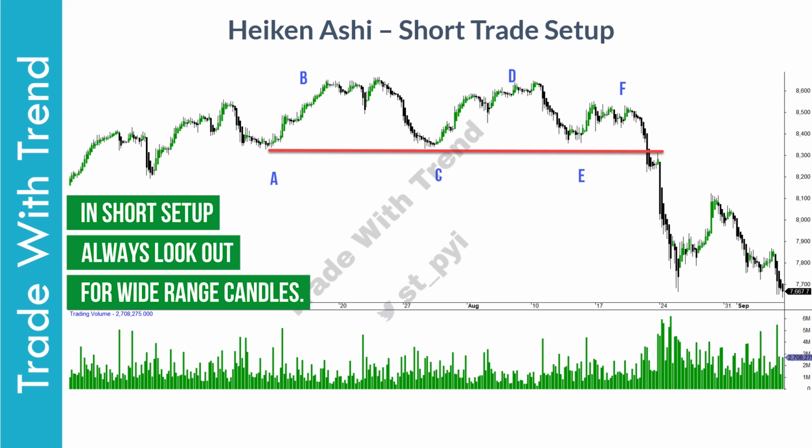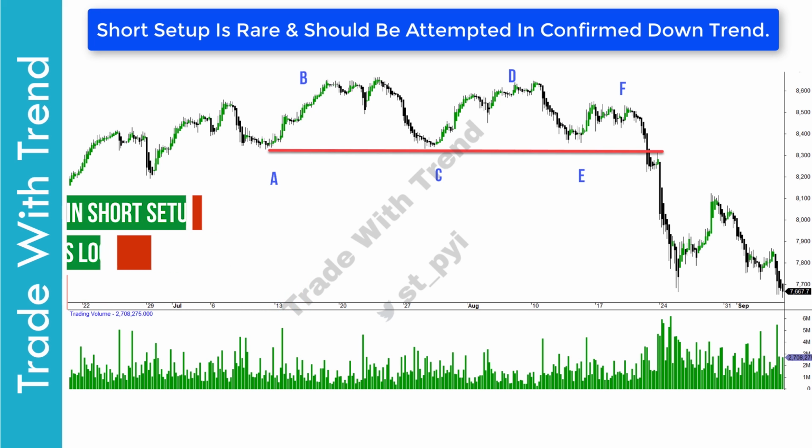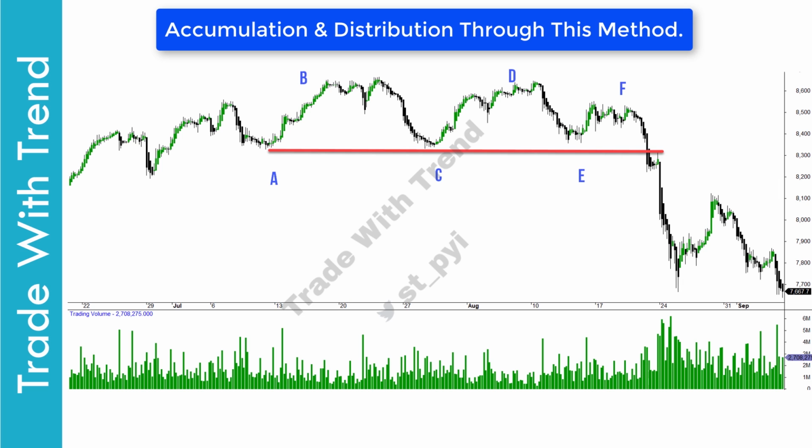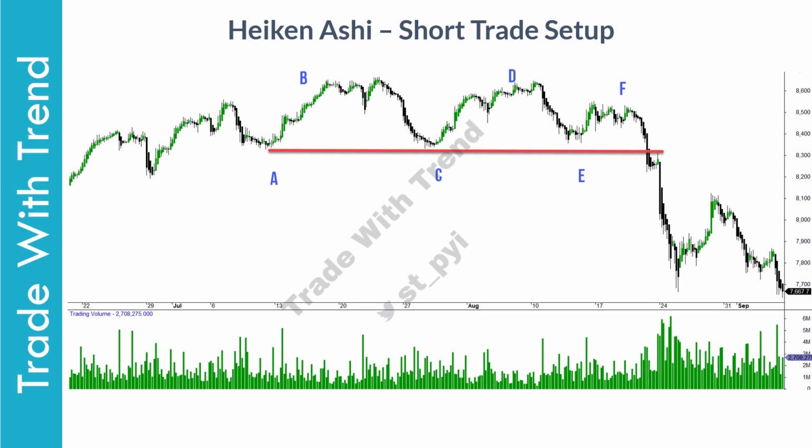Now, the short setup is very similar to the long setup, with the main difference being that the short setup is very rare and should only be traded in a confirmed downtrend. If you look at the short and long setup, both clearly represent distribution and accumulation in the market. Even if you don't take swing trades based on this setup, you can clearly use this to understand the overall market structure over the next few sessions.